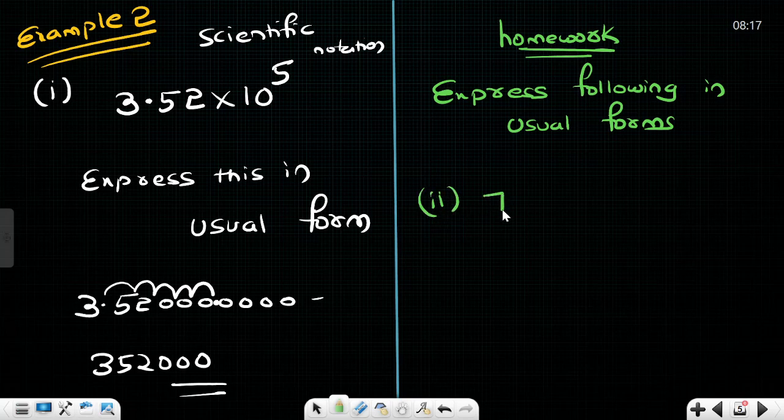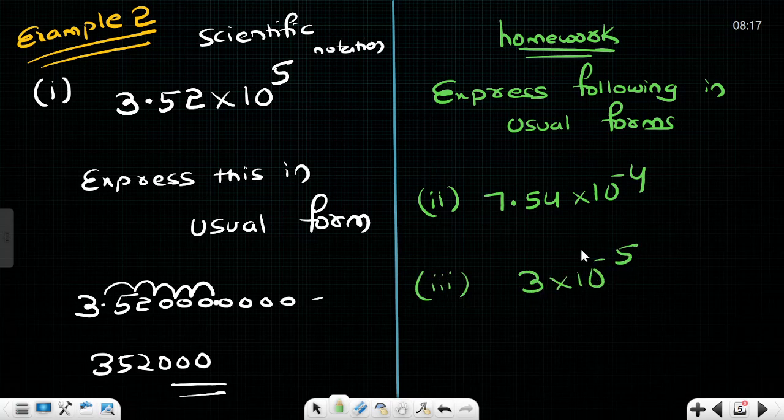Second bit is 7.54 into 10 power minus 4. Third bit is going to be 3 into 10 power 5. So express this in the usual notation. What they have given is scientific notation or standard form. You please express that in the usual form.